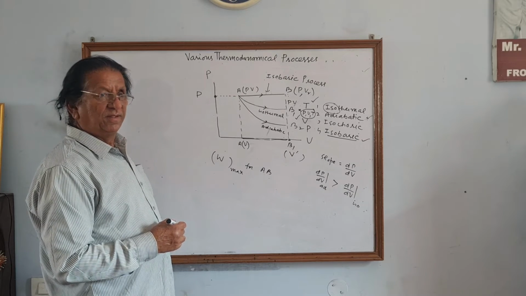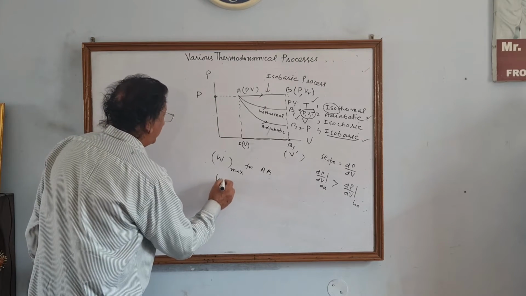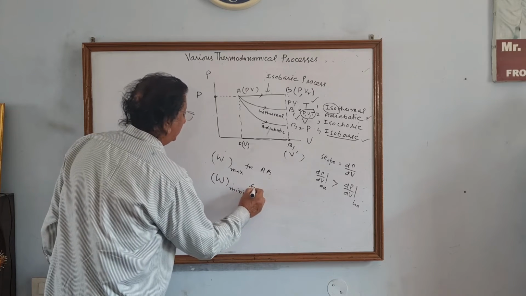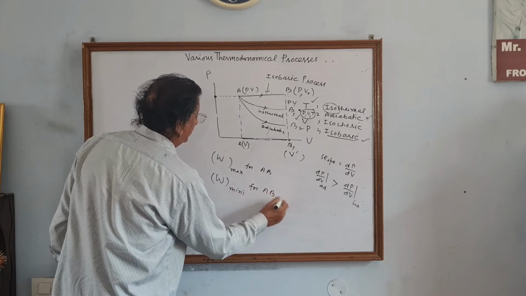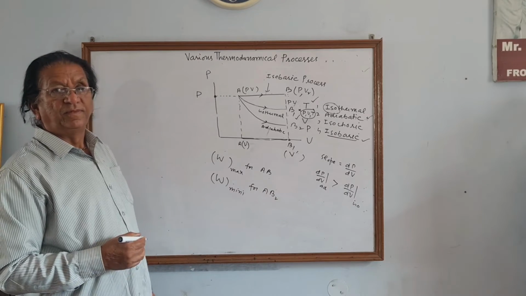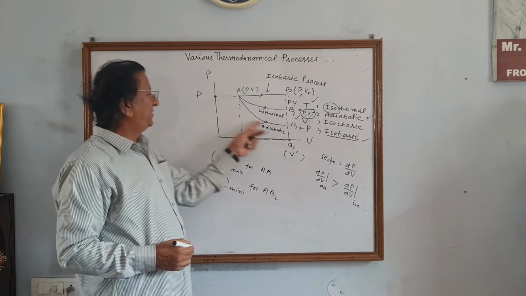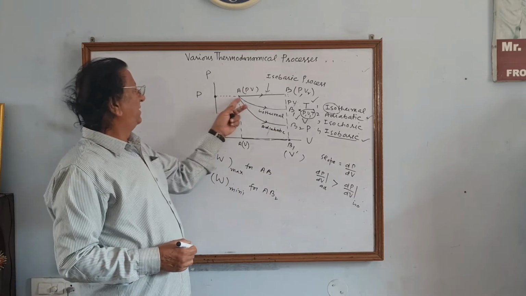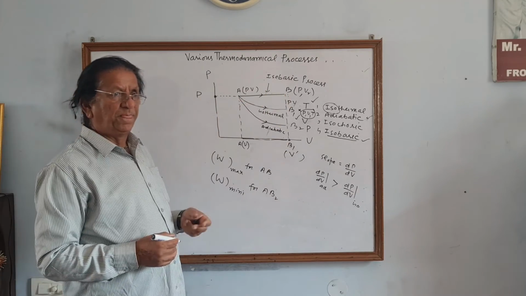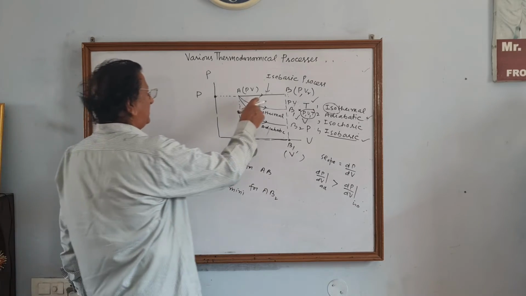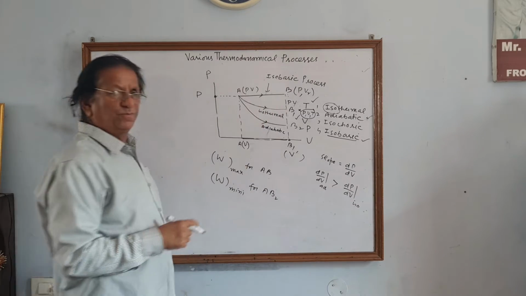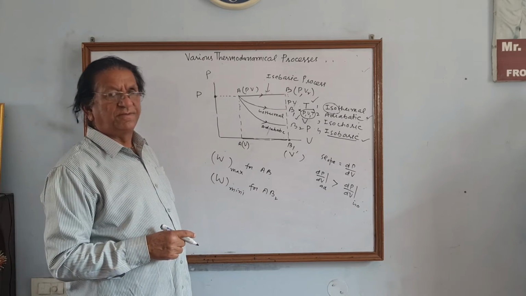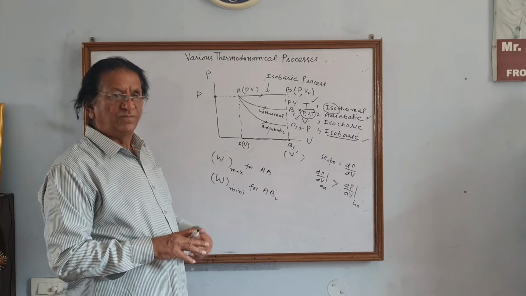Clear? Yes, sir. And in which case is there minimum work? B2. This is for the part AB2, because under AB2 part of the graph there is minimum area. Under AB, maximum area. That means maximum work is done in the isobaric process. Minimum work is done in the adiabatic process. Clear? Yes, sir.